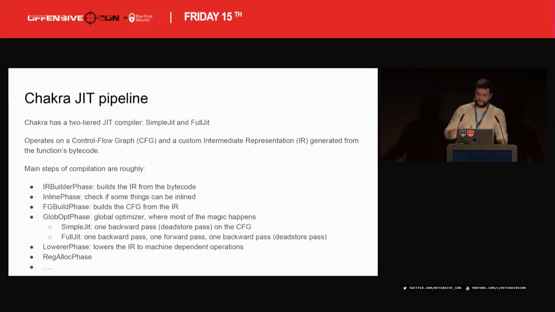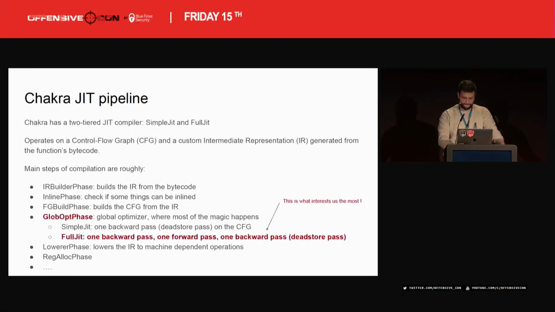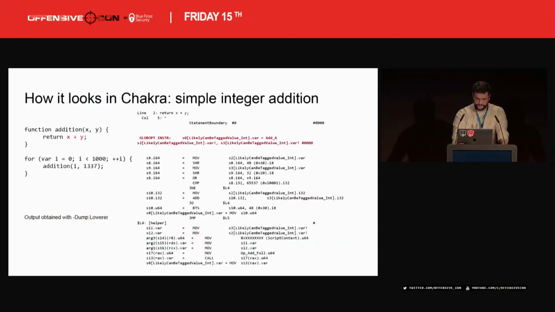And that's it for what is architecture independent. Going forward now, everything is kind of machine dependent. So the lower phase basically lowers the IR to machine-dependent operations, and then you go lower and lower up to the point where you actually write instructions to memory. As I said, the globopt phase is what interests us the most, especially the Full JIT one, which we'll talk about in detail now.